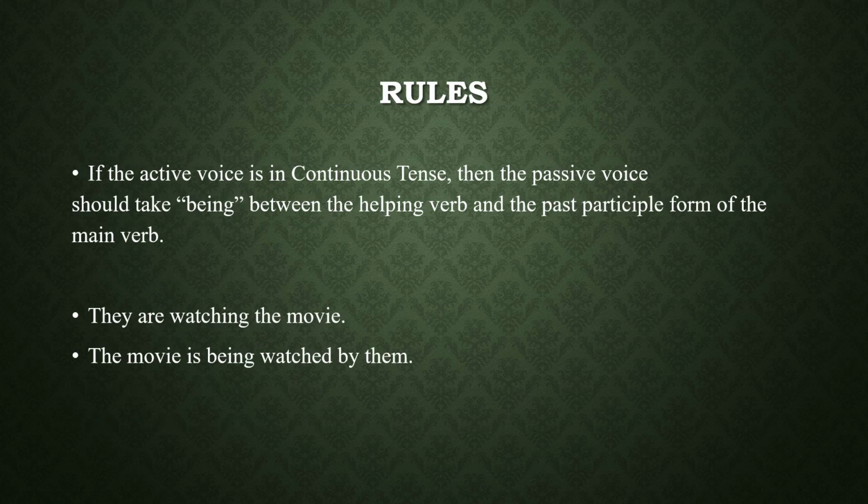Here is rule number 1, which says that if we wish to convert an active voice sentence with continuous tense in it into its passive voice counterpart, the passive voice sentence will take the word being, which will be placed between the helping verb and the main verb of the sentence. So here are the examples. They are watching the movie, and then the passive voice is the movie is being watched by them. So here in the second sentence, we have added the word being because the first sentence, that means the active voice sentence, is actually in continuous tense.